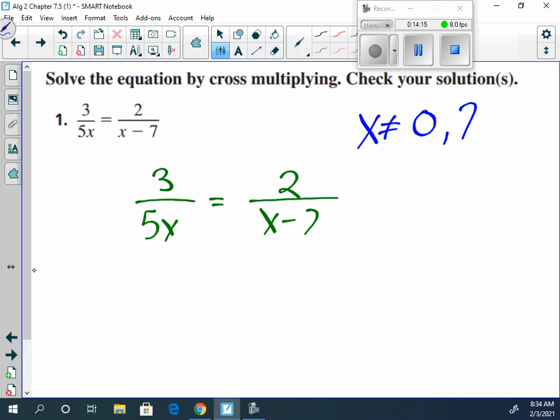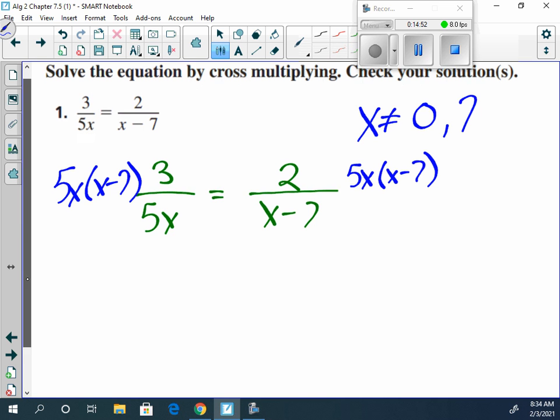Now what would be our first step in solving this? Yes. And there will be a question on the homework that's going to ask you to find the least common denominator to solve the following equation. It's not actually asking you to solve anything. It's just wanting to know what is the least common denominator. And for this here, the least common denominator is 5x times x minus 7. That's it.